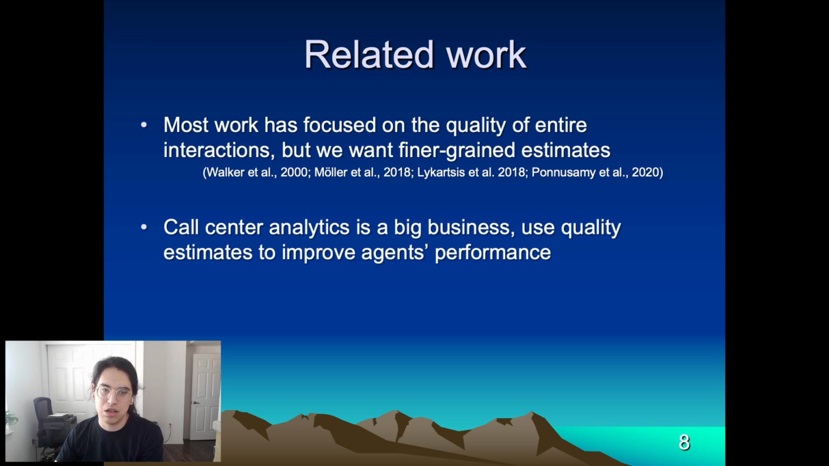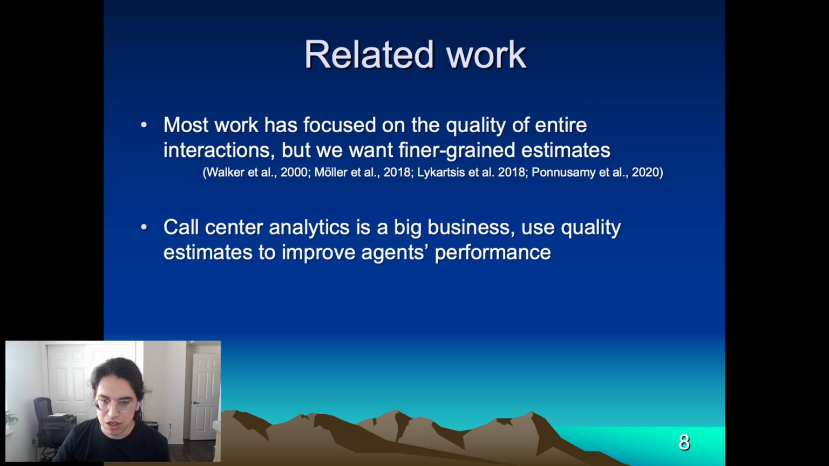Another application is call centers. Call centers are a big business, and these kinds of quality estimates are used to improve agents' performance. They basically predict dissatisfaction in the customer so that they can give feedback to the agent, something like, your score is a little bit low, maybe you should try to improve your performance this week.